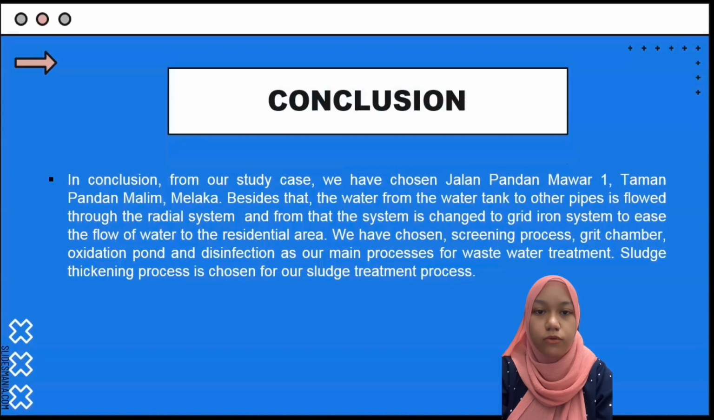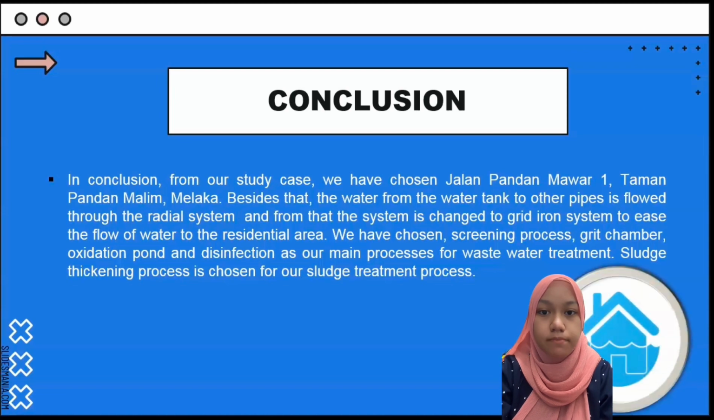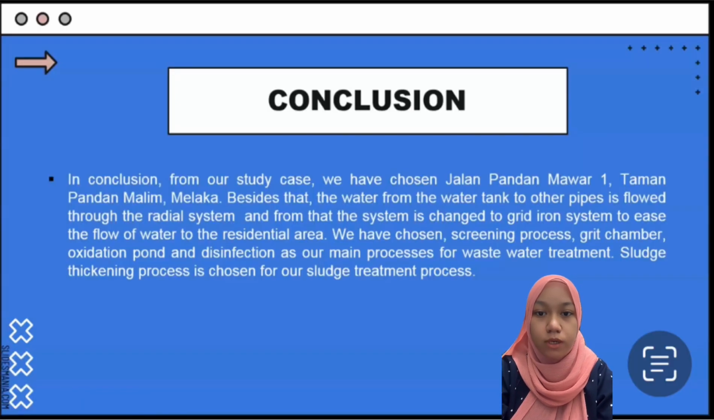In conclusion, from our case study, we have chosen Jalan Pandan Mawar 1, Taman Pandan Indah, Melaka. Besides that, the water from the water tank to other pipes flows through the radial system, and from that, the system is changed to a grid iron system to ease the flow of water to the residential area. We have chosen screening, grit chamber, oxidation ponds, and disinfection as our main processes for wastewater treatment. Sludge thickening is chosen for our sludge treatment process.